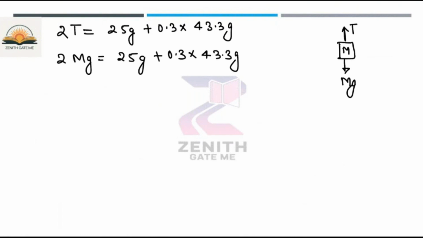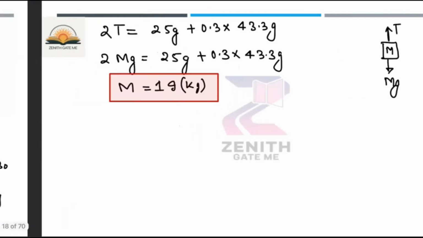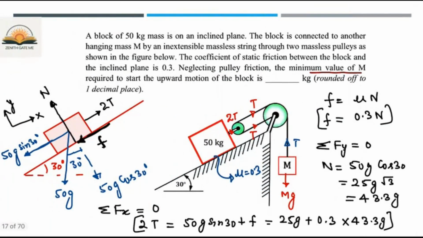So g will cancel out. That's why I have not kept the value of g initially. So now you will get the mass value. Once you solve, you will get 19 kg. Okay, so this is an NAT problem. So definitely you will get a range, but the correct answer for this question is 19 kg.